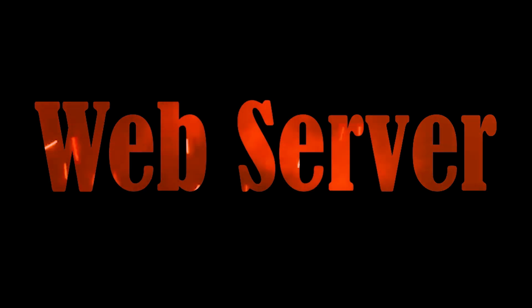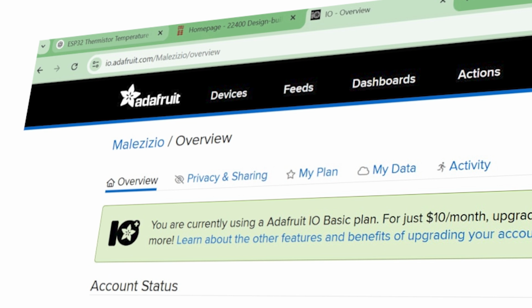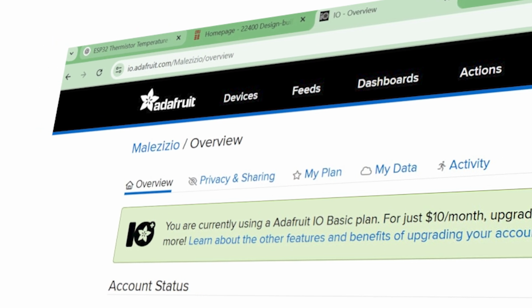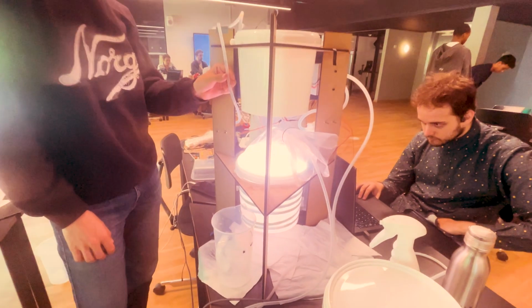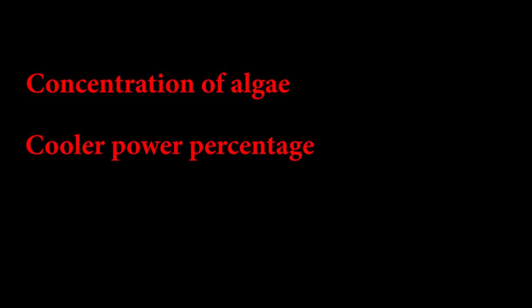As for our web server, we used adafruit.io. Our setup was recording different readings, and we uploaded all of them in intervals of 10 seconds. The readings we were taking were concentration of algae and the cooler power percentage. We calculated the flow rate dependent on the OD sensor and the temperature of the water.